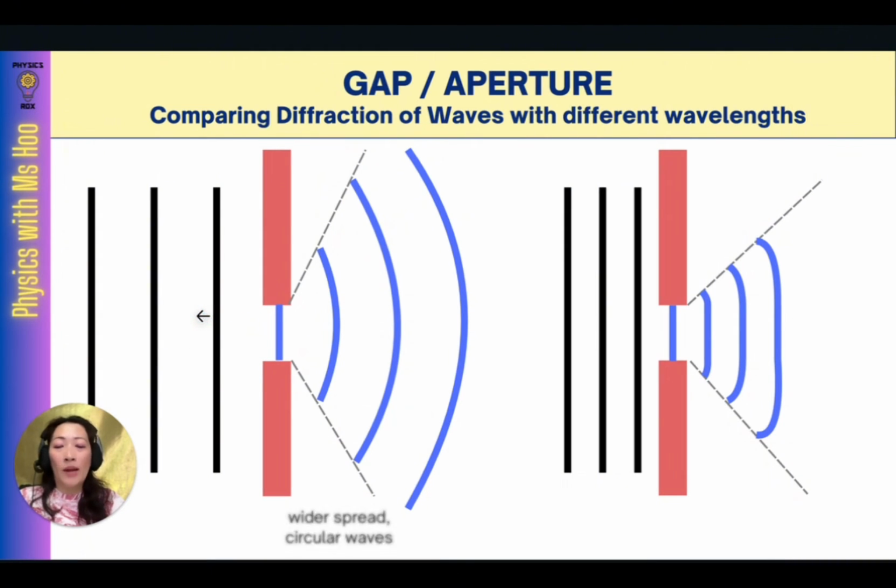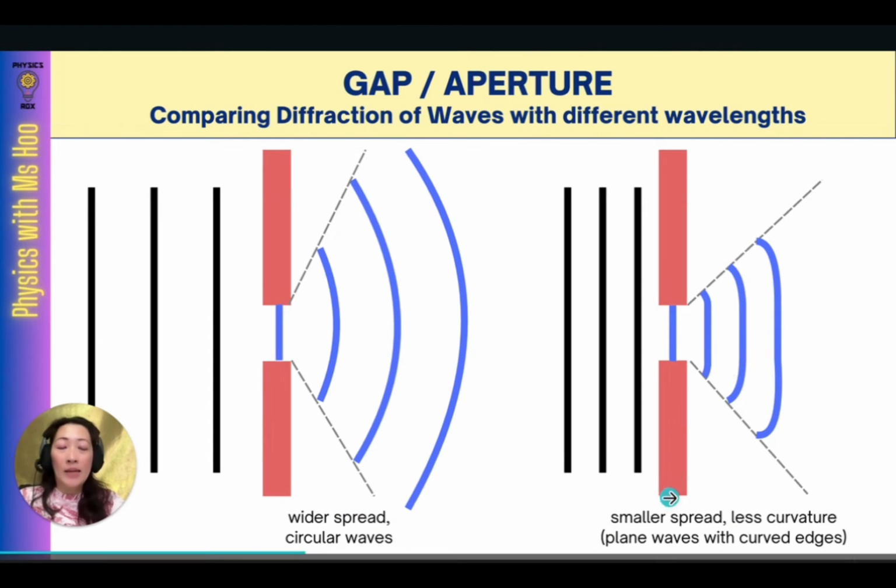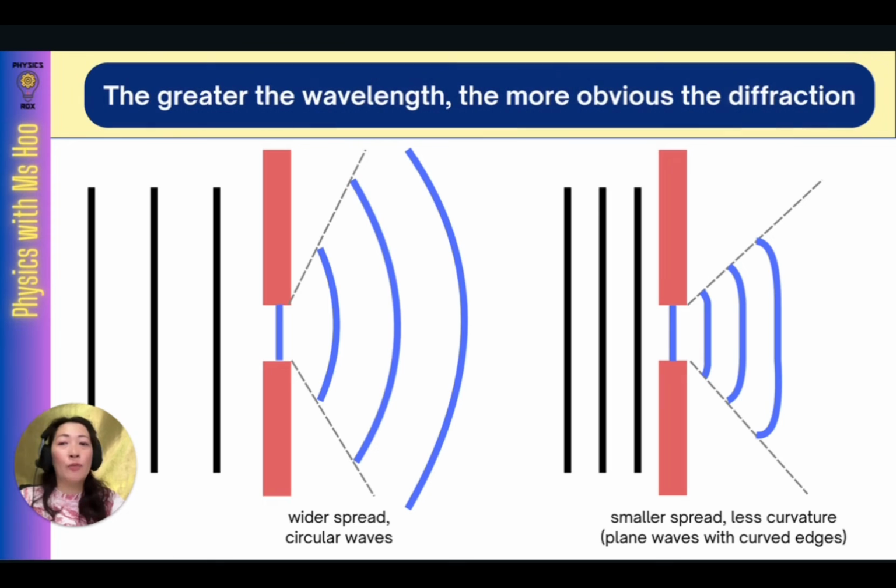So that means when diffraction occurs through a gap, when the wavelengths are longer, you need to draw the waves with a wider spread and circular waves. Whereas when the wavelengths are shorter, you draw waves with smaller spread and less curvature, meaning they're plain waves with curved edges. So when we compare waves with different wavelengths, we need to know that the greater the wavelength, the more obvious the diffraction.